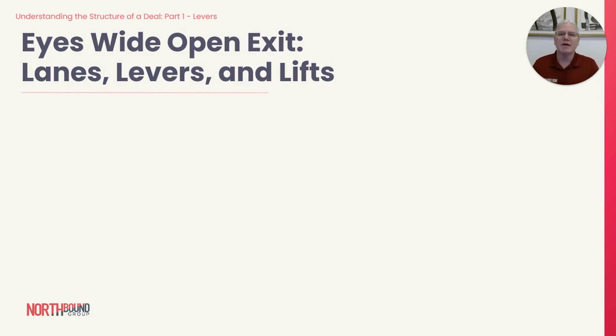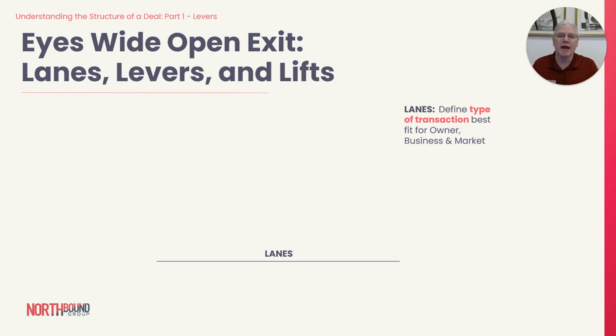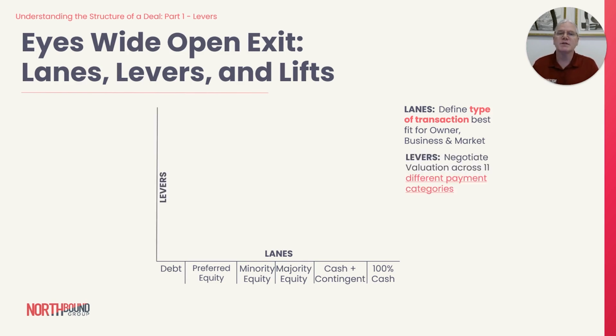In the process of having an eyes wide open exit, you need to be thinking about three different X, Y, and Z axes, if you want to call them that. The first one is lanes. Lanes define the type of transaction that is going to be best for you as the owner, the business, and the market. The typical lanes here are debt, preferred equity, minority equity, majority equity, cash plus contingent, or 100% guaranteed deals.